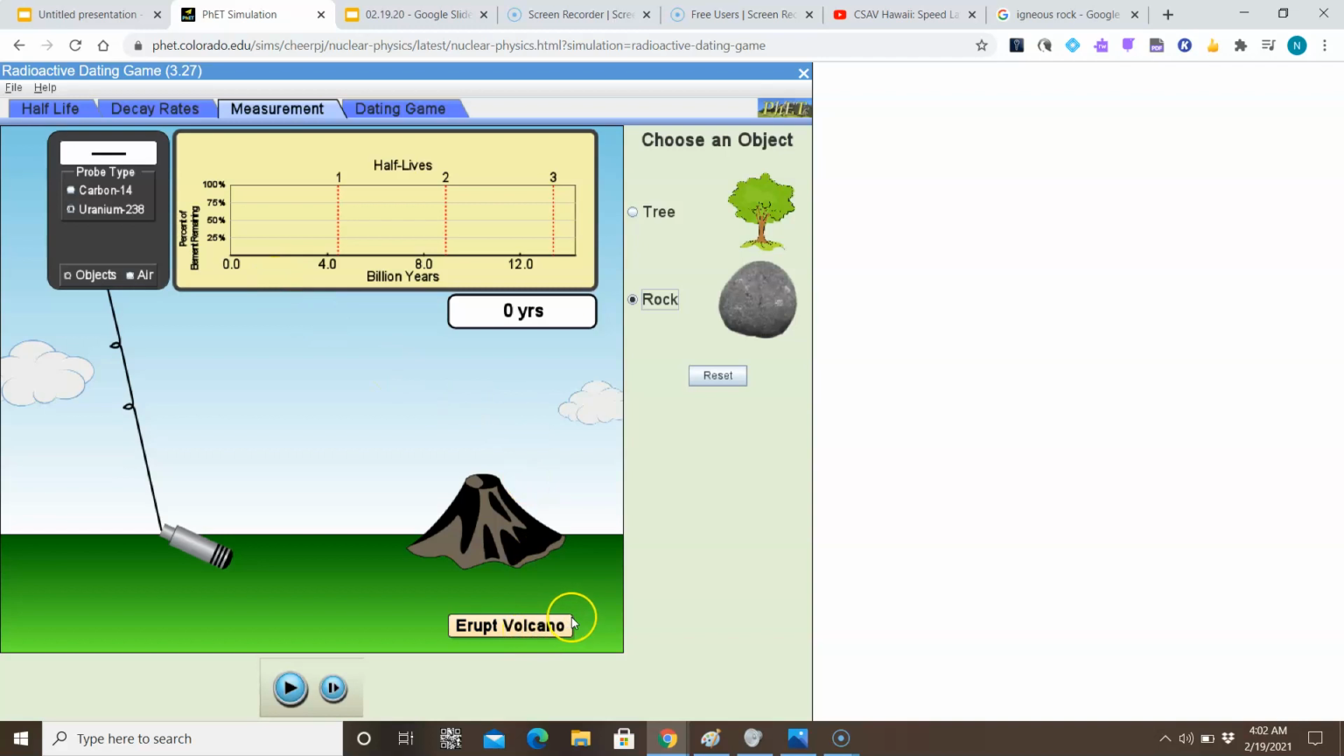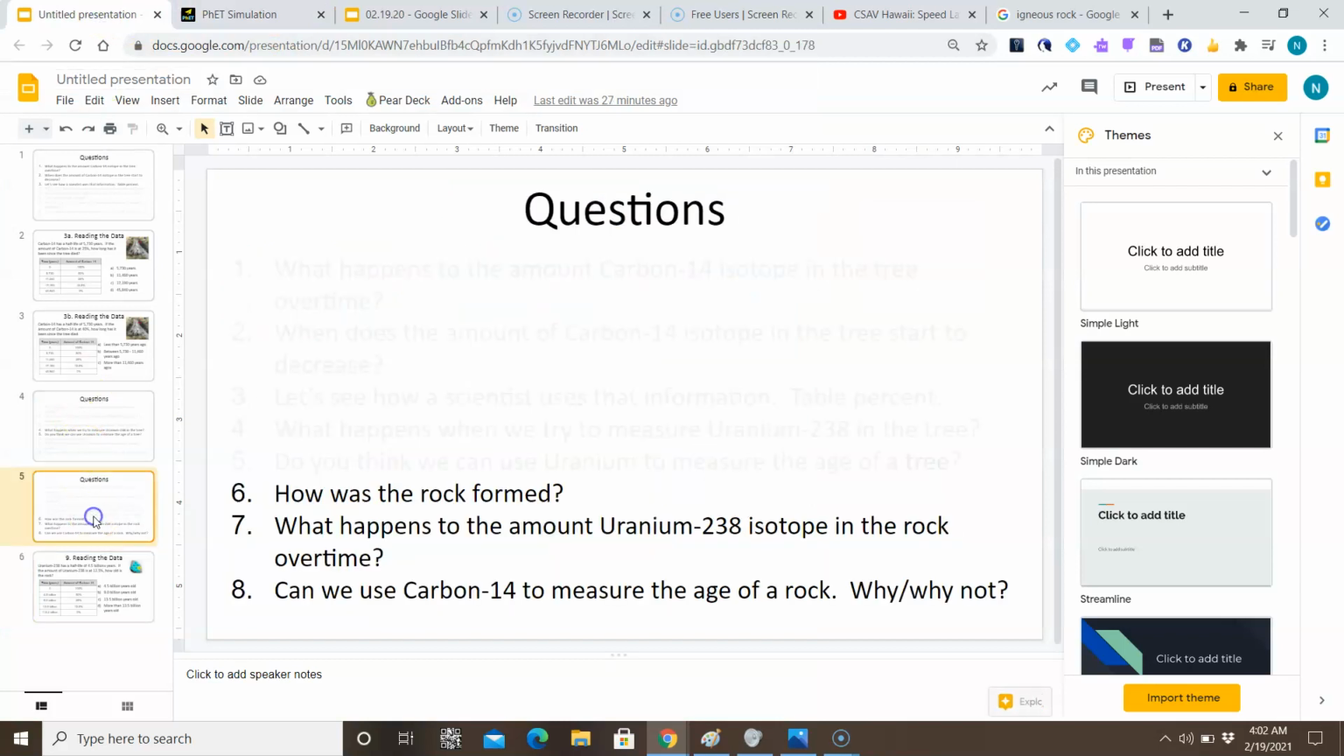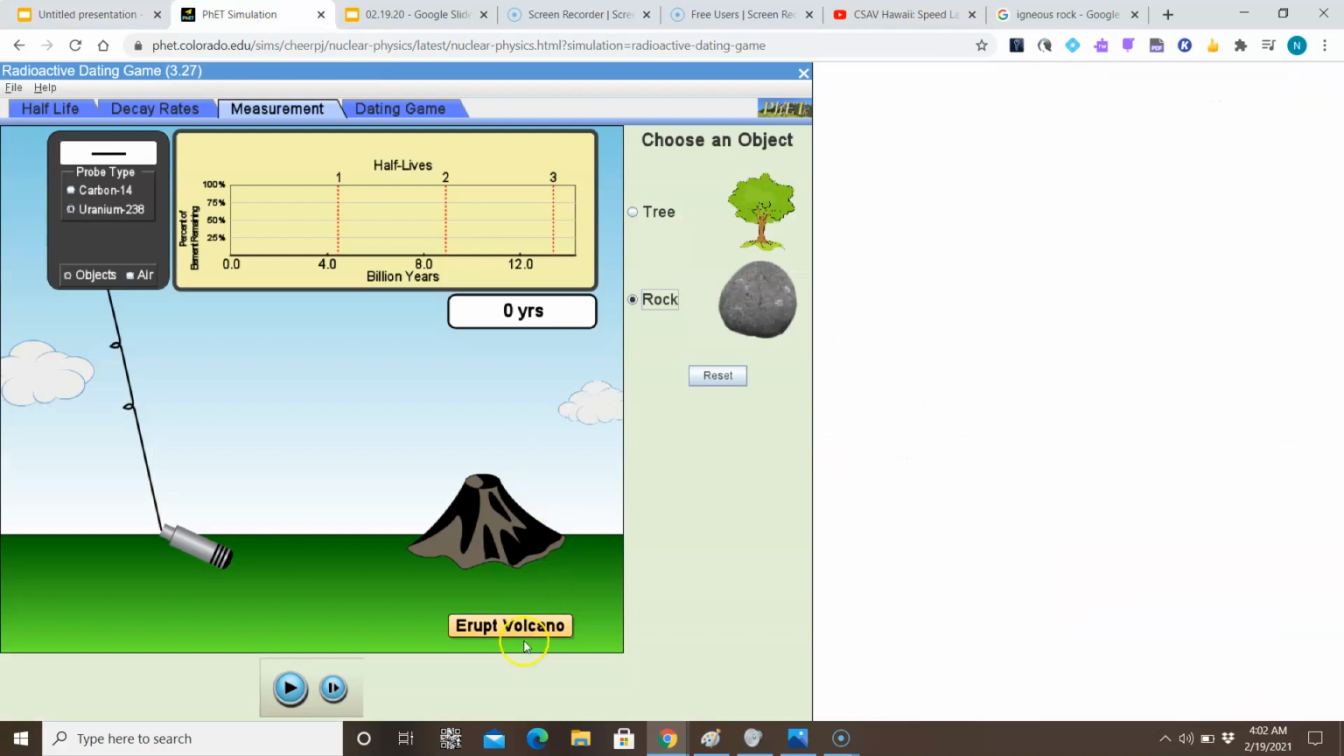Now, the first thing I'm going to do is erupt the volcano. Remember when we were using the tree, we had to plant the tree because that's how trees are born, when you plant the seed and the seed germinates. Well, with a rock, we're going to erupt the volcano. So this will help you with that first question. How was the rock formed? All right, let's go ahead and erupt the volcano.